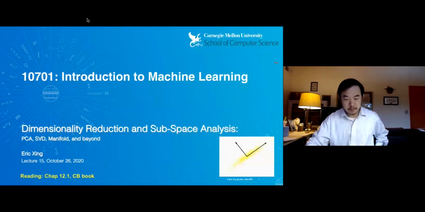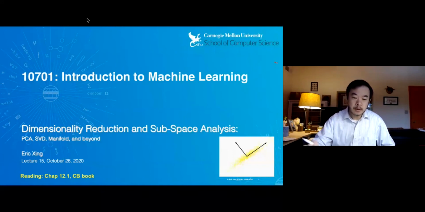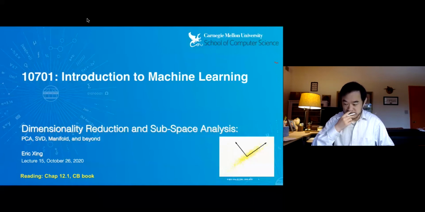Today we're going to discuss another topic in unsupervised learning. So we've learned two algorithms so far, right? K-means and the EM algorithm in the context of unsupervised learning. So unsupervised learning means that you only have data points themselves without labels, and then you try to group them and try to find the clusters.